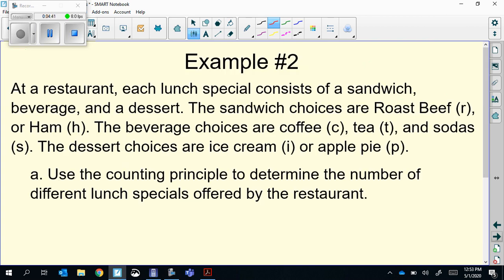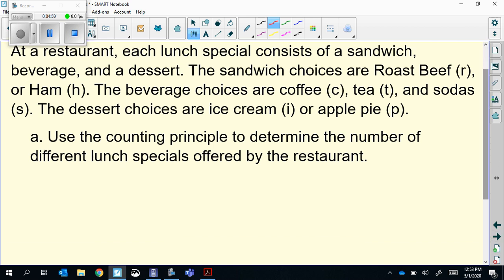All right, at a restaurant, a lunch special consists of a sandwich, beverage, and a dessert. The sandwich choices are roast beef or ham. Beverage are coffee, tea, and soda. And dessert is ice cream or apple pie. So we're going to use the counting principle. We're going to first talk about the sandwich. And with that sandwich, there are two choices, roast beef or ham.